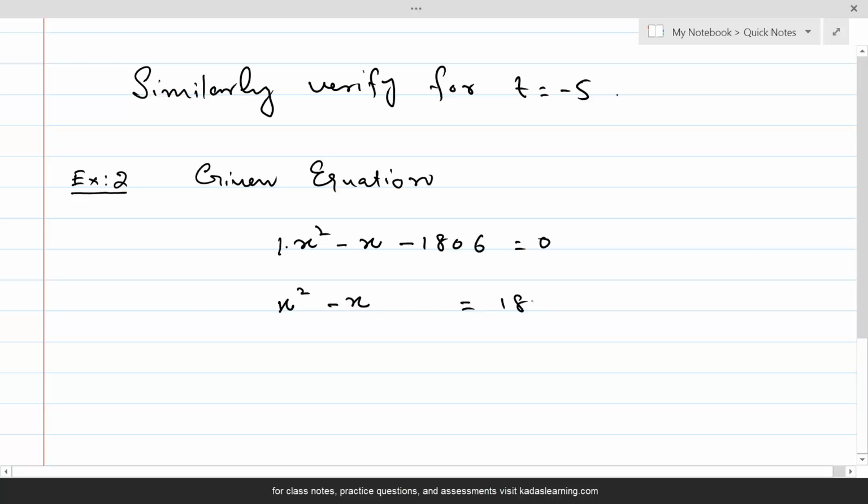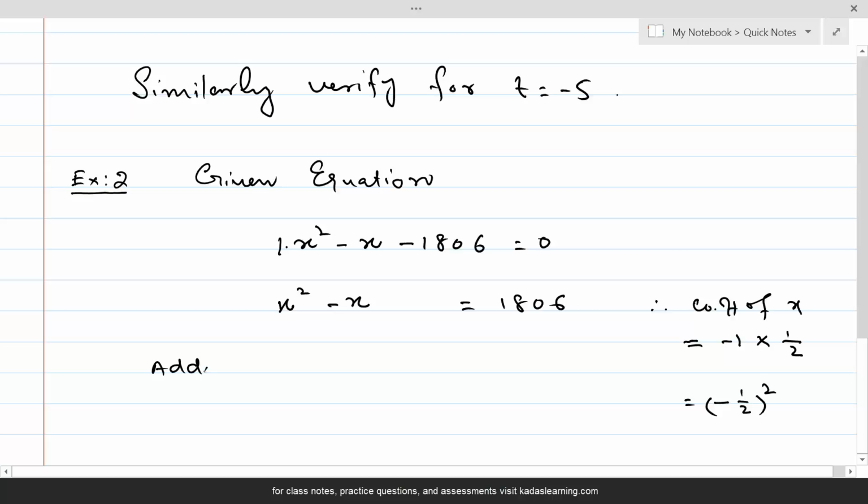That will become 1806, and in the rough area write the coefficient of x. So the coefficient of x is equal to minus 1, and we multiply it with 1 by 2 always. That's the procedure. That's minus 1 by 2, and whatever you get, take the square and add this number on both sides of the equation.